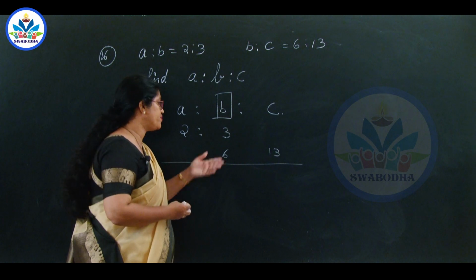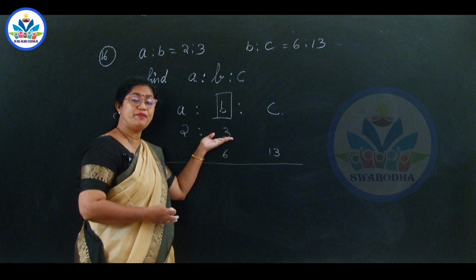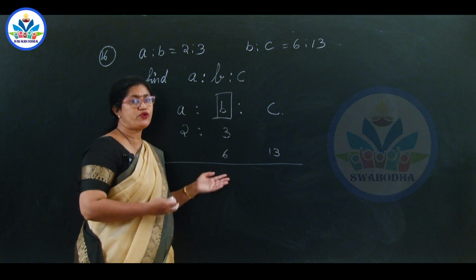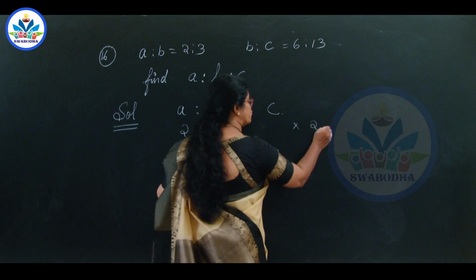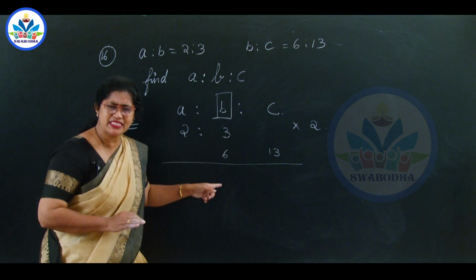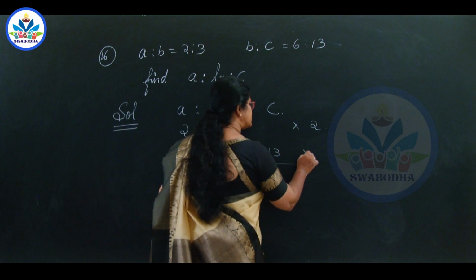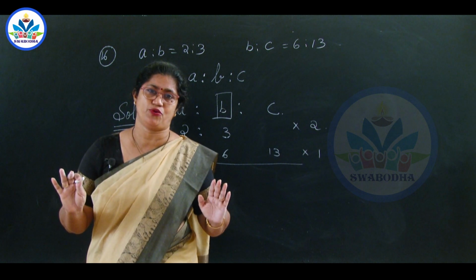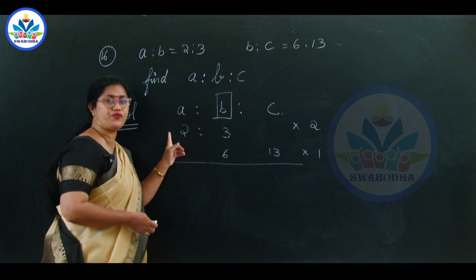So the first one, look at this, this is 3. If I multiply by 2, it will become 6. So we will multiply the first row by 2. So this becomes 6. Should I multiply the second row by anything? It's already 6. To make it 6, it's only into 1. So I need not multiply the second row.